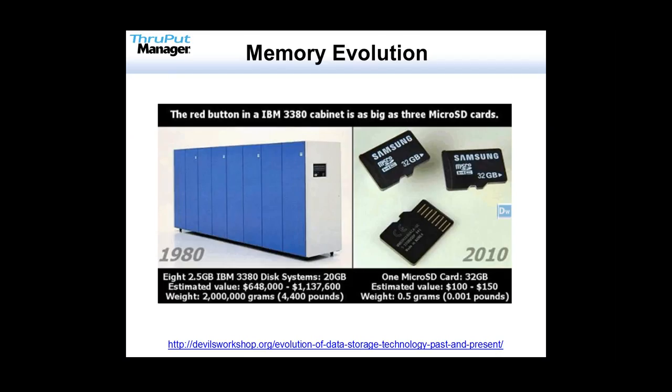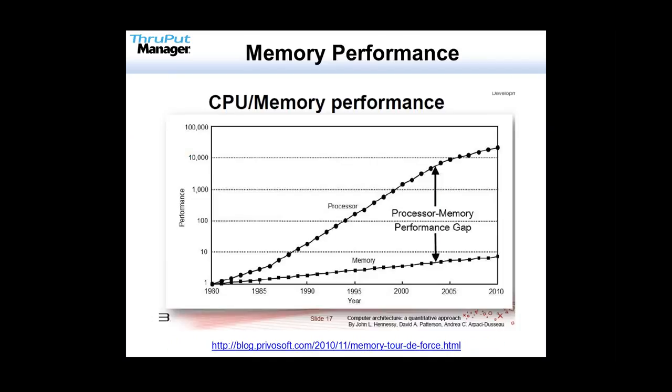So back to the question. This chart shows the relative improvement in CPU performance versus memory performance over the last 30 years. The Z13 processor runs at 5 gigahertz. That's 5 billion cycles per second. The EC12 actually runs even faster. As you can see though, memory performance has not kept pace with Moore's law of CPUs. In short, while memory has gotten bigger, it hasn't gotten much faster.